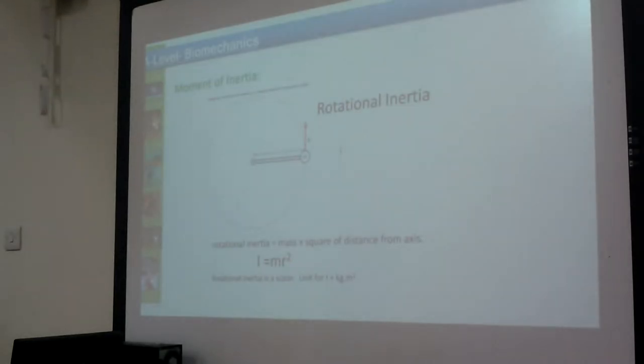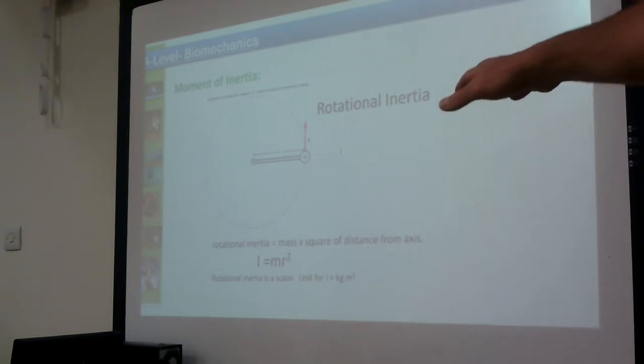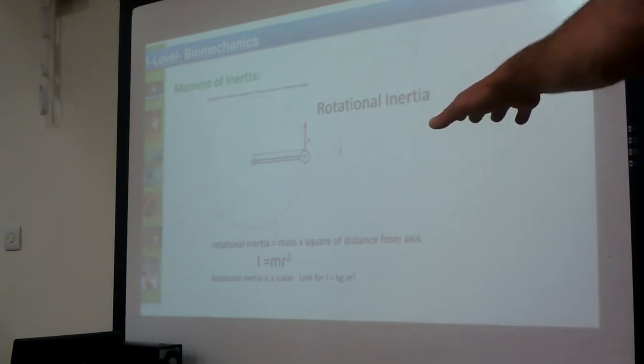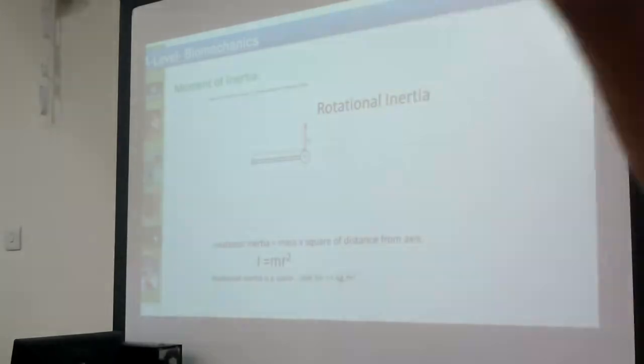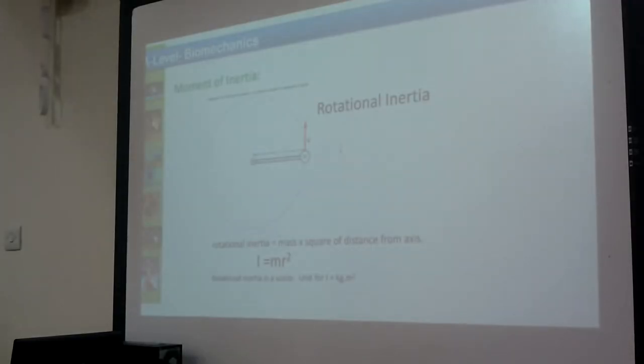Okay, really simple diagram to show you. Rotational inertia equals mass times square distance from the axis. We know that: distance of mass from the axis, squared.